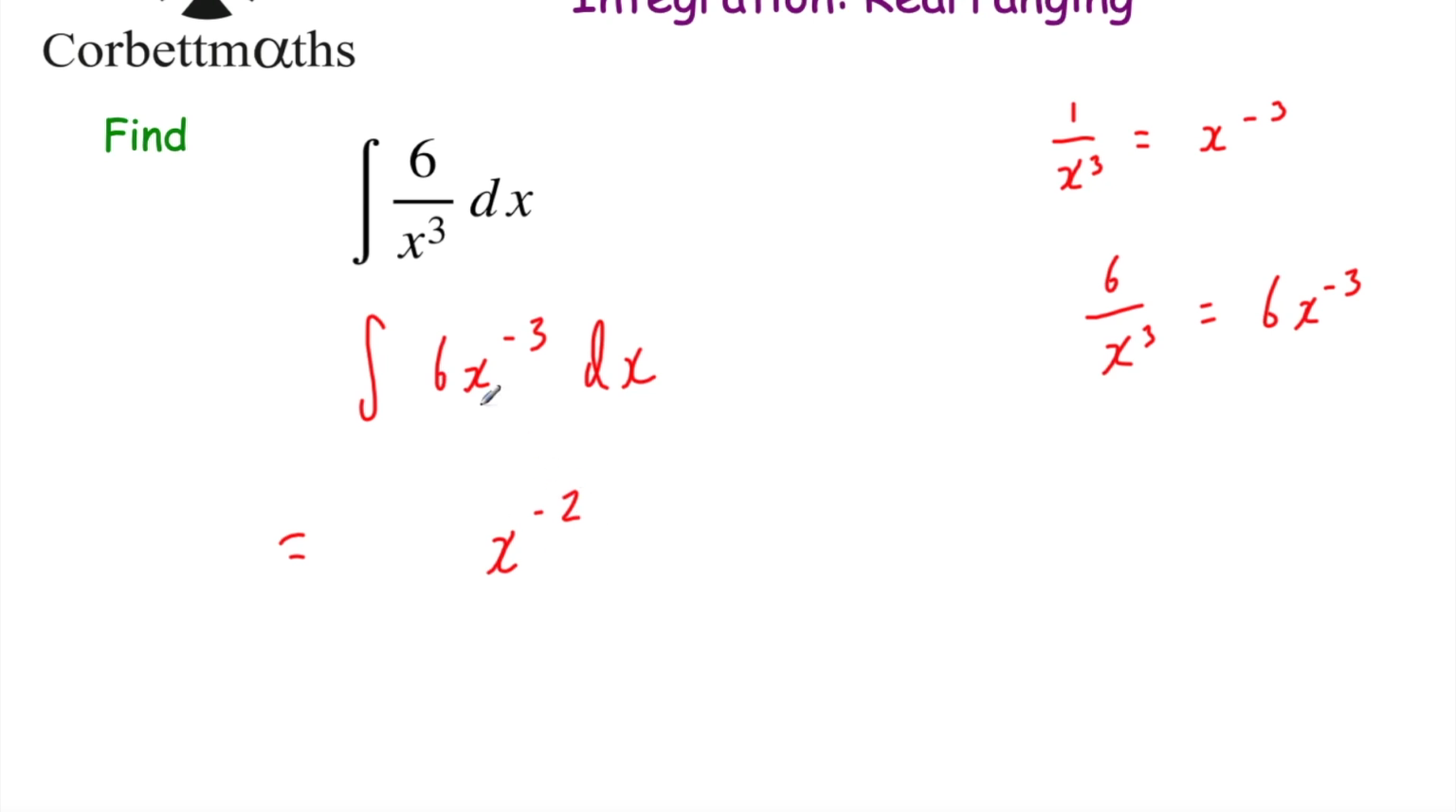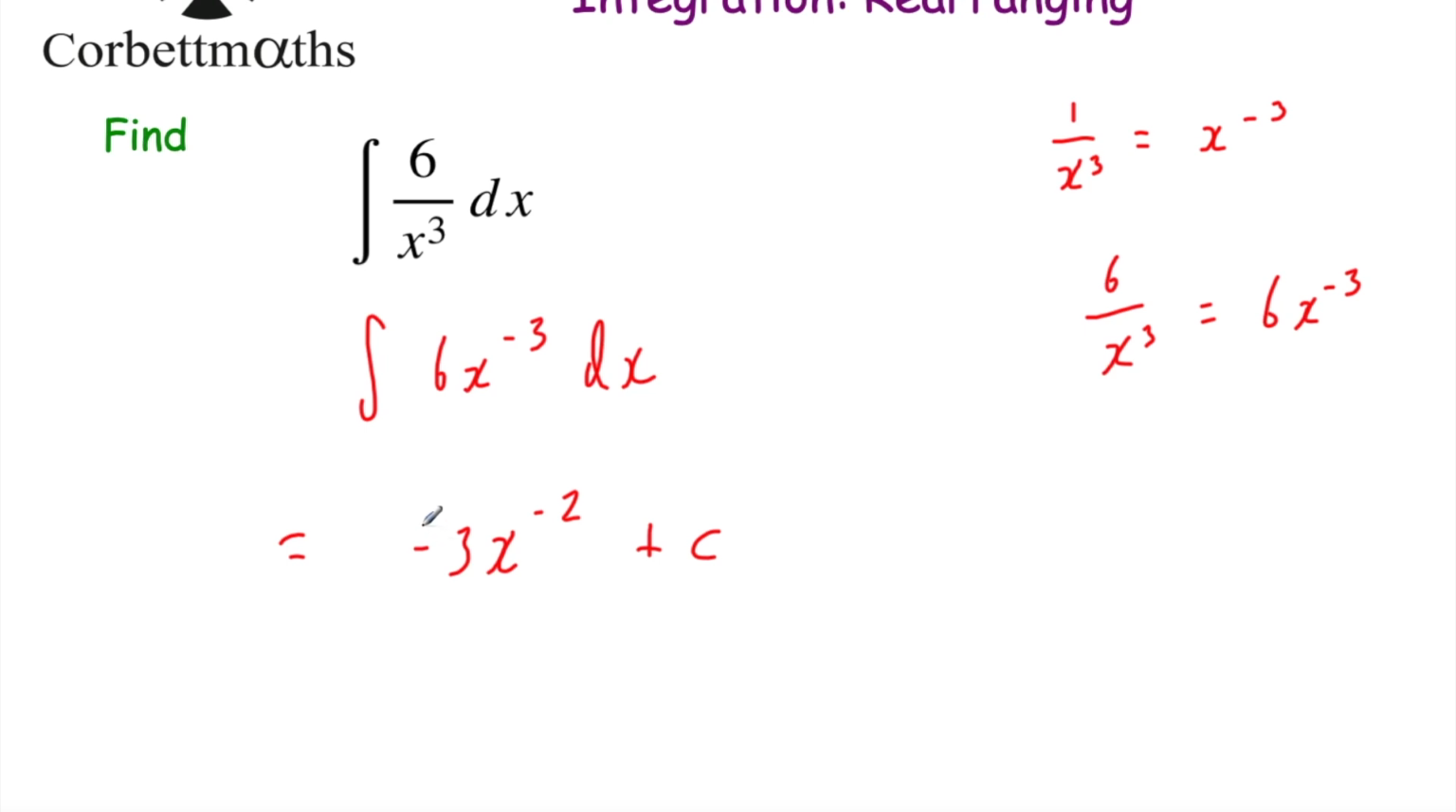Then we're going to divide by the new power. The number in front of the x to the power of -3 was a 6, so the coefficient was a 6. We're now going to divide that by -2, and 6 divided by -2 is -3. So we're going to get -3 x to the power of -2. And then obviously we need to remember our plus c, that constant of integration. And that's it. So we have integrated 6 over x cubed, and we've got an answer of -3 x to the power of -2 plus c.